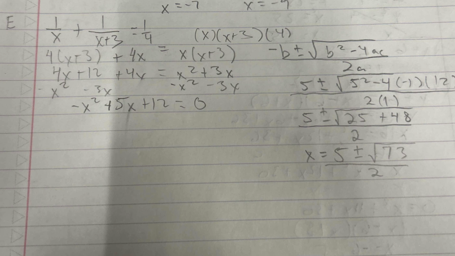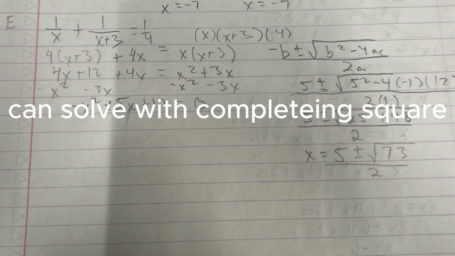Now you distribute the 4 to the x and the 3. Plus 4x equals x(x plus 3). And it's going to be 4x plus 12 plus 4x equals x squared plus 3x. You want to make one side 0, so it's going to be negative x squared plus 5x plus 12 equals 0. And then I just use the quadratic formula. You can solve that any other way, I guess.